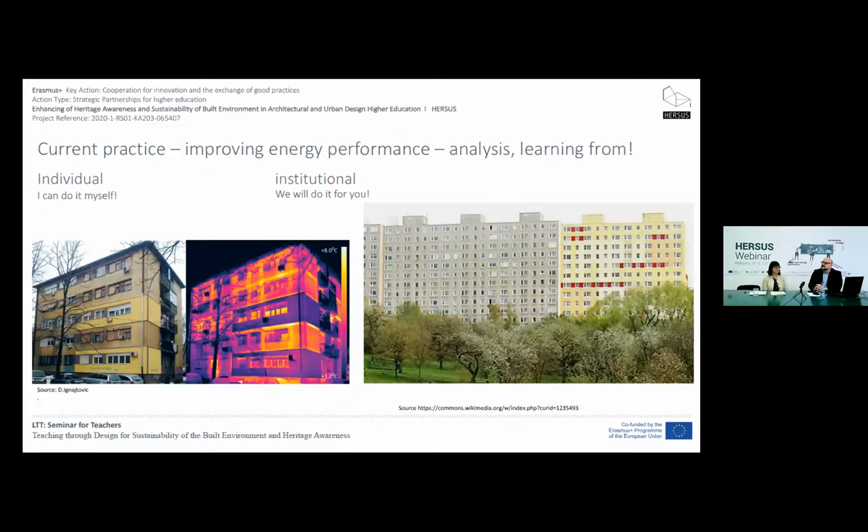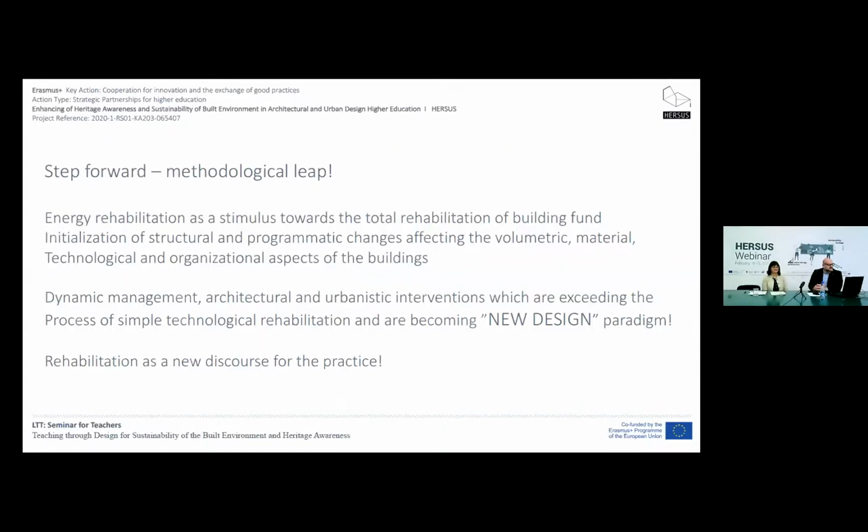But this is not architecture. This is just posting the insulation and painting. So the buildings are the same. They are still ill-performing. They are still substandard from the point of view of spatial and functional efficiency. So in our course, we try to move a little bit forward. We try to use the energy rehabilitation as a stimulus towards a new approach in building treatment.